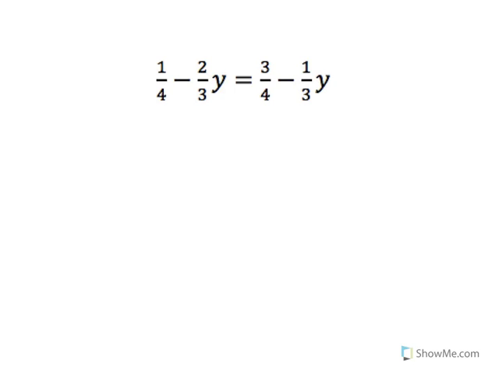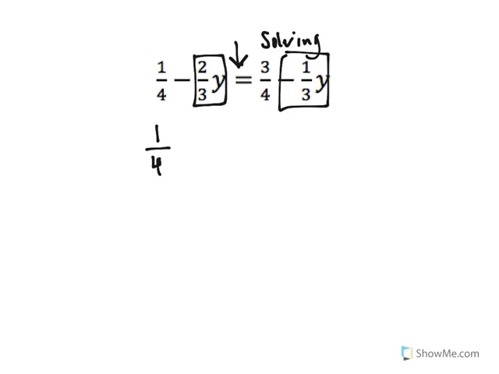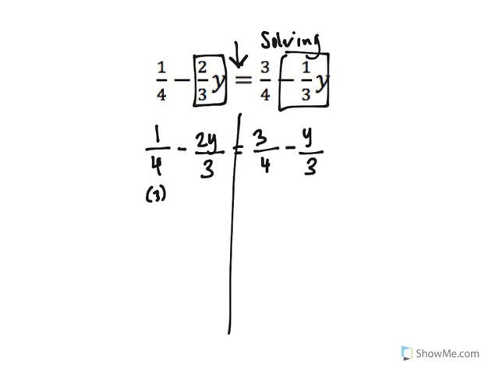Let's do this last one here. I notice there is an equal sign, so I will be solving. Okay. So here, I need to combine the fractions and rewrite them. So I get 1/4 minus 2y over 3 equals 3 over 4 minus y over 3. I draw the line. 3 goes here, 4 goes here, 3 goes here, 4 goes here.